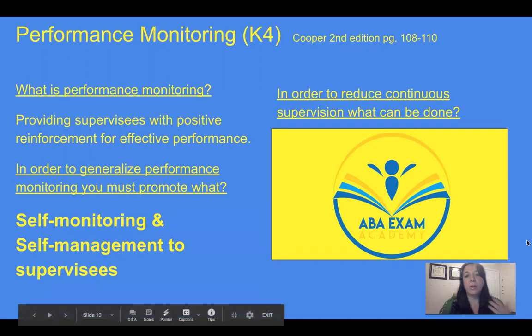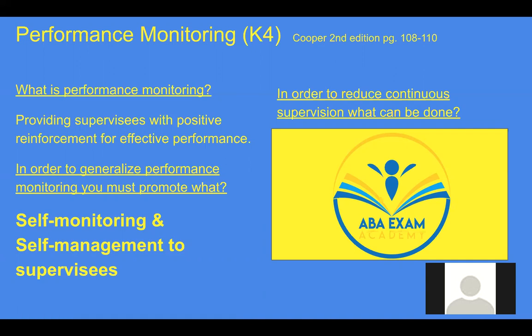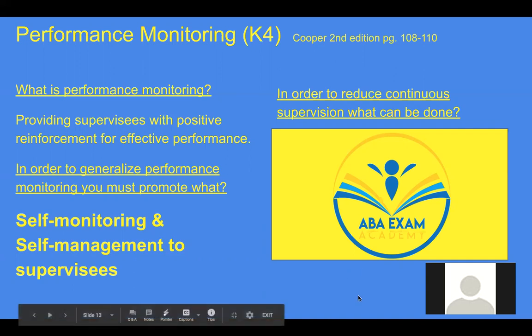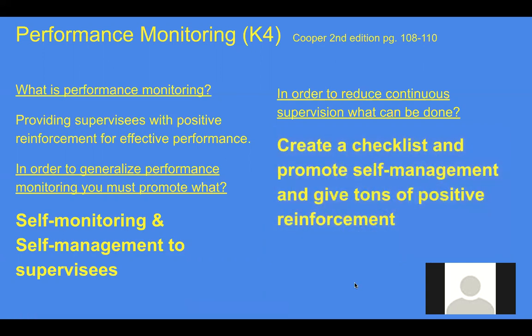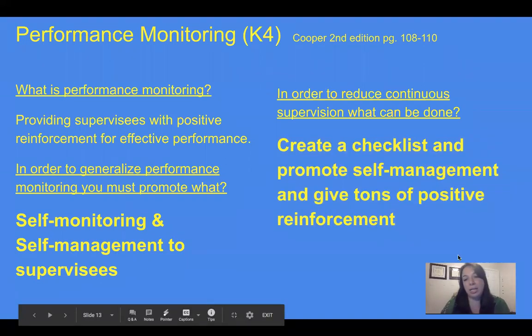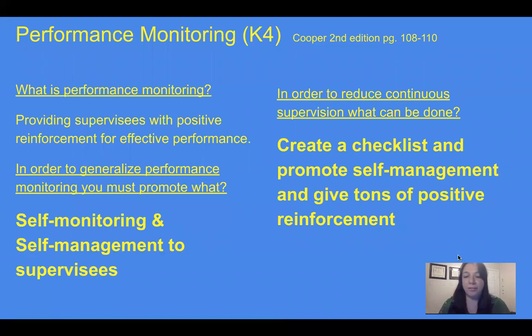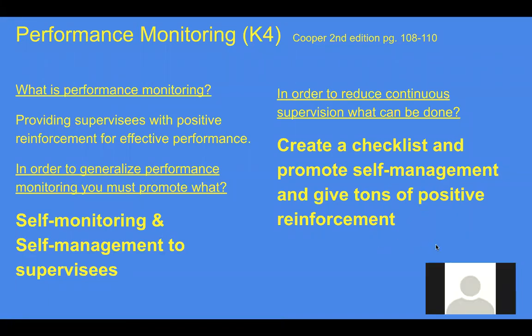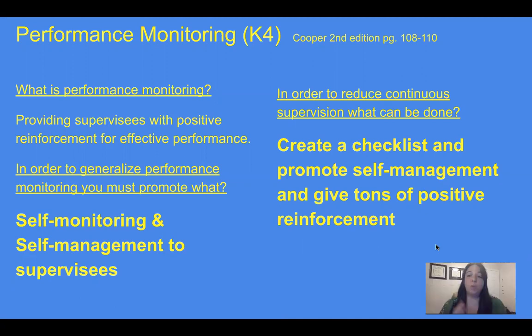Okay? All right. So in order to reduce continuous supervision, what can be done? To shift stimulus control to the supervisees, I guess. Or a self checklist. Okay, it's very simple. It's just create a checklist and promote self-management and give tons of positive reinforcement.